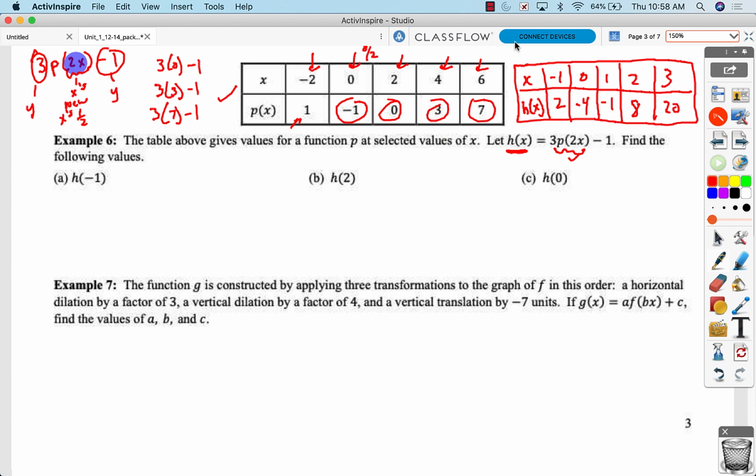Now if you do this first, now they say, what's h of negative 1? Oh, here's the input. Oh, that's 2. What's h of 2? Oh, that's 8. What's h of 0? Oh, that's negative 4. Okay, but generally we don't really want to do that transformation. Generally, this is how you would do it. You do like this. Okay, well, h of negative 1. And I got to clean this table up.